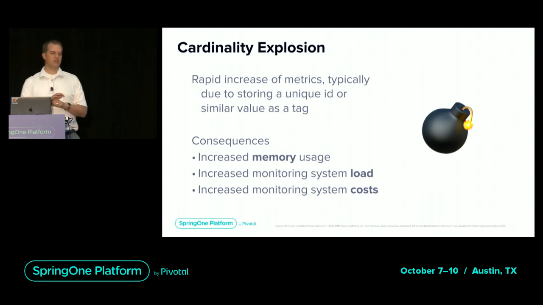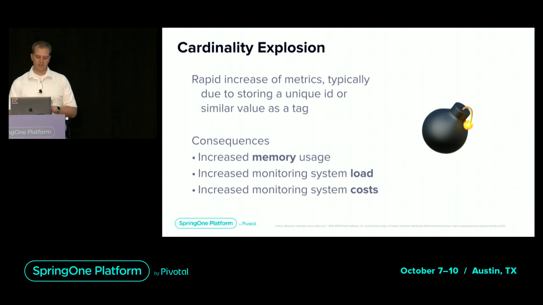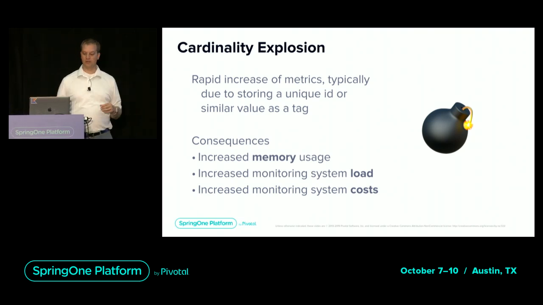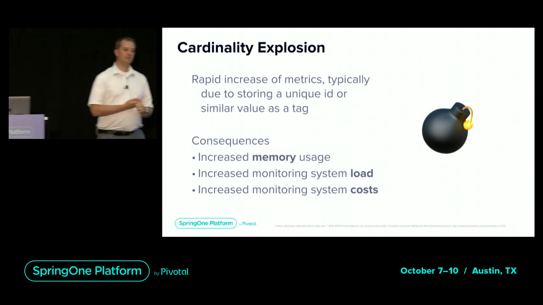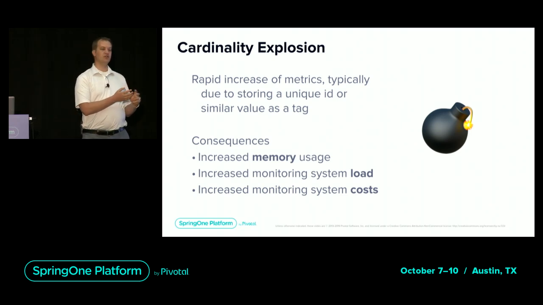So this is what we call a cardinality explosion. The term comes from the Prometheus community. But essentially, it's when you might have a metric and you're adding in a tag that might be an ID or some timestamp or something, and you just have this growth of metrics. So the consequences are you're going to have increased memory usage, so far that you could get out of memory. You'll have increased load to your monitoring system.